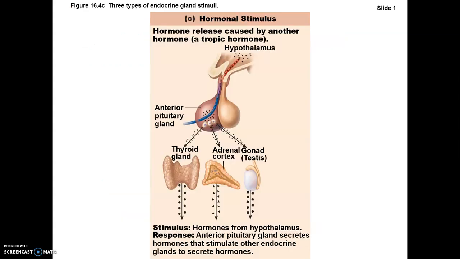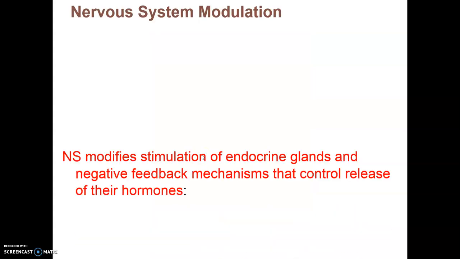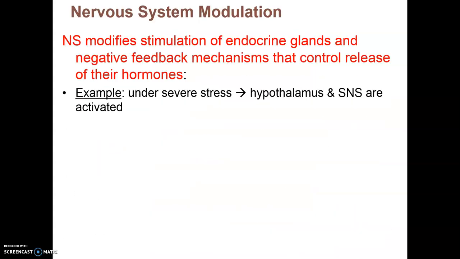So now this is the hypothalamus and this is the anterior pituitary. The hypothalamus stimulates the anterior pituitary. As it stimulates the anterior pituitary, it releases thyroid stimulating hormone, adrenocorticotropic hormone, and follicle stimulating hormone, and those hormones stimulate these glands. So it is known as hormonal stimulus.